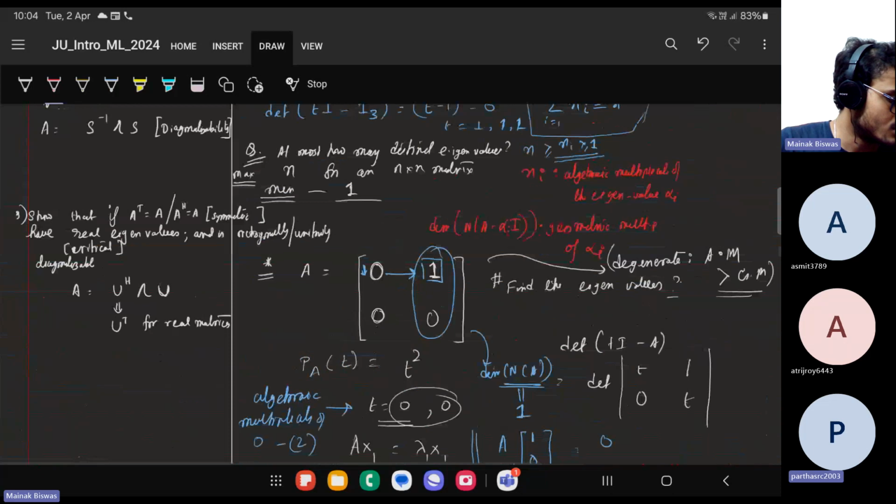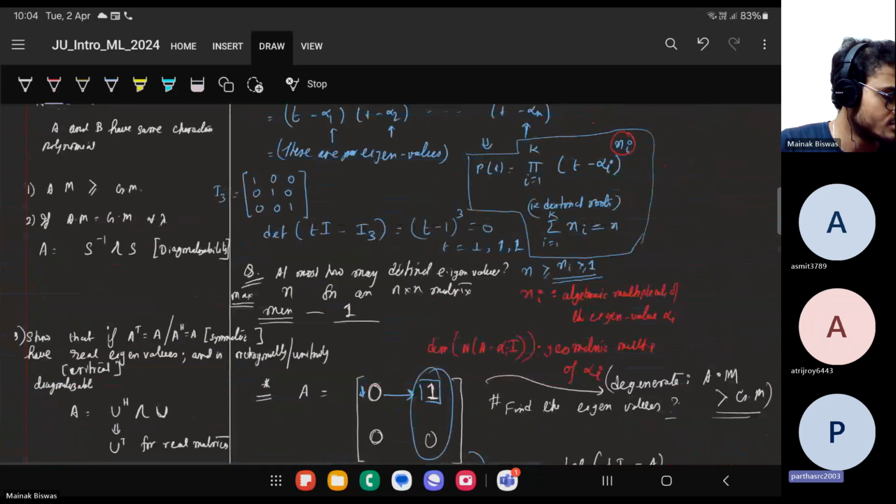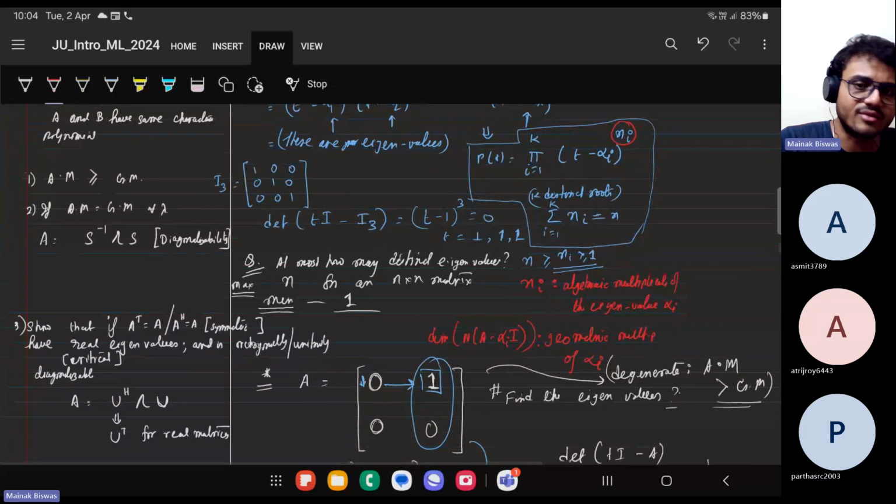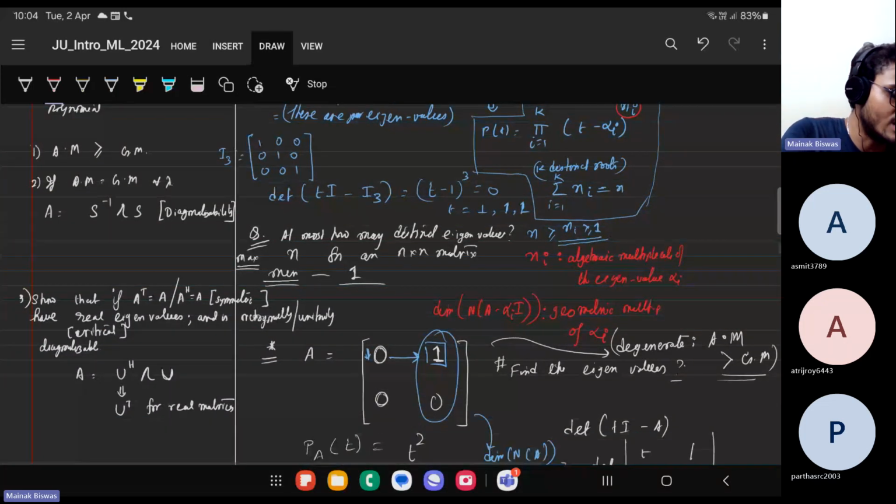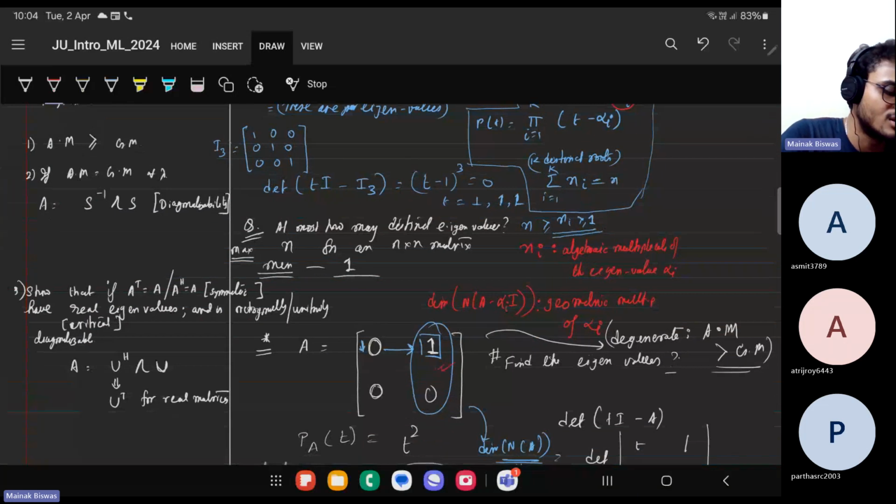Another thing: if two matrices have the same characteristic equation, can I say that the matrices are the same? No. Fine, only the eigenvalues are the same. I can give you an example. This is an example.